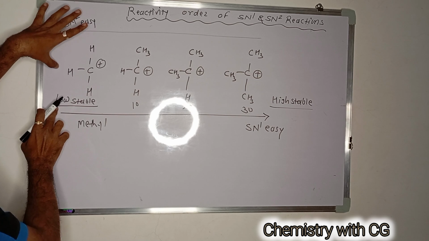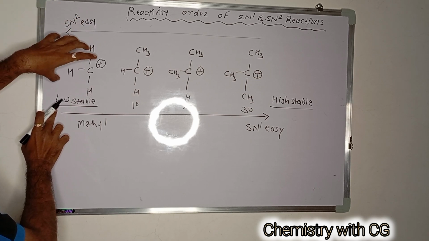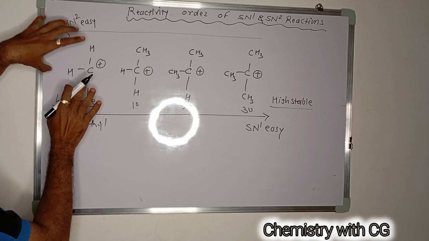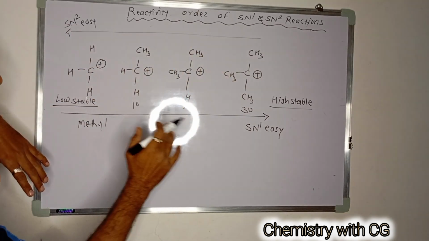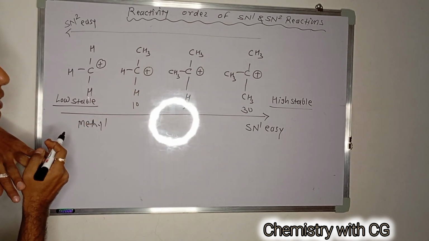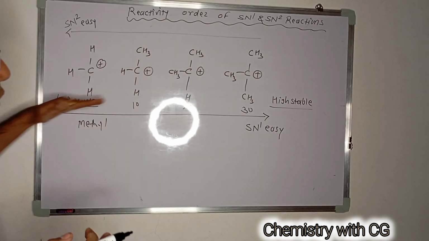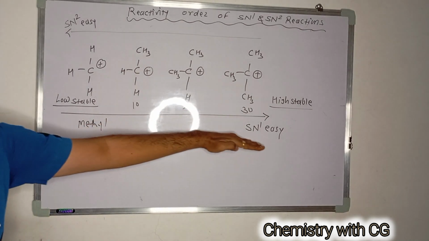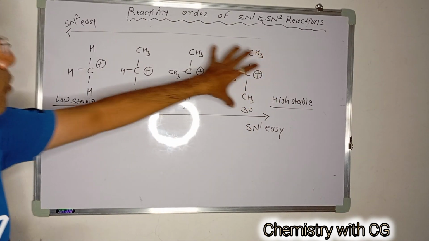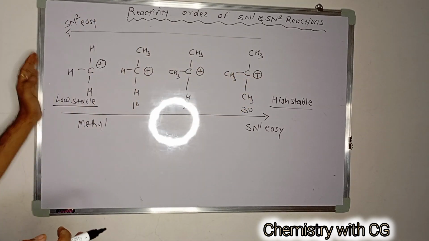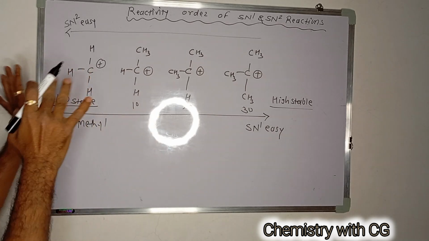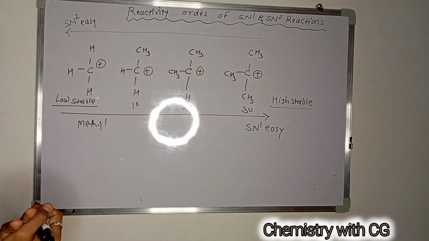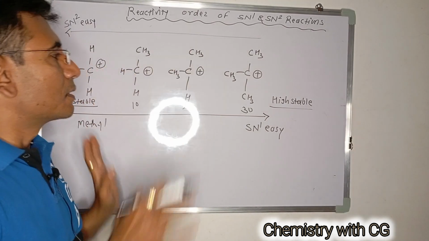So see here, the methyl has low stability, but the SN2 reaction happens easily on the methyl. When we move from methyl to primary, primary to secondary, secondary to tertiary, the stability gradually increases, and at that time the SN1 reaction happens easily. Means when we move from left to right, the SN1 reaction becomes easier, and when we move from right to left, that is, tertiary to methyl group, the SN2 reaction becomes easier. So here we explained the reactivity order of SN1 and SN2 reactions. How SN1 is possible, how SN2 is possible. You learn it the easy way from this.